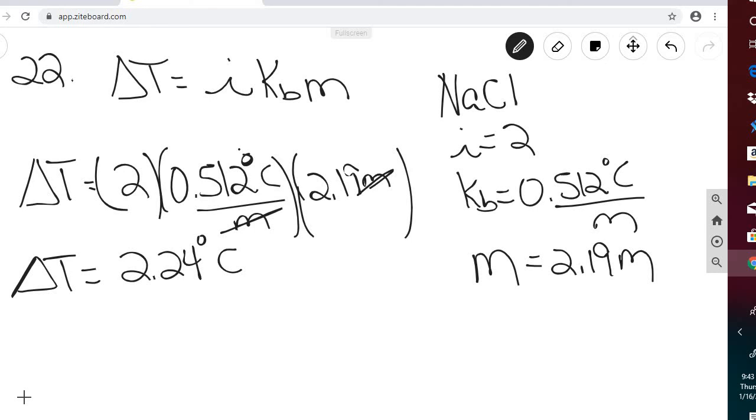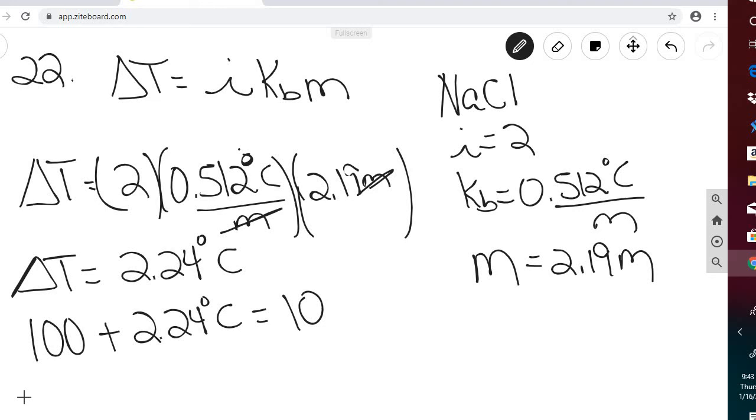What this means is that the boiling point of the solution will be 2.24 degrees higher than the boiling point of water. The normal boiling point of water is 100, so we're going to add to that 2.24 degrees C, so the new boiling point would be 102.24 degrees C. Okay, so that is the last problem that you will be responsible for knowing how to do for Module 9.